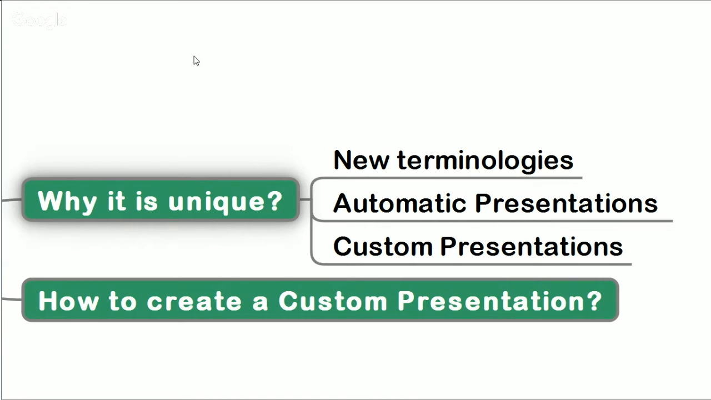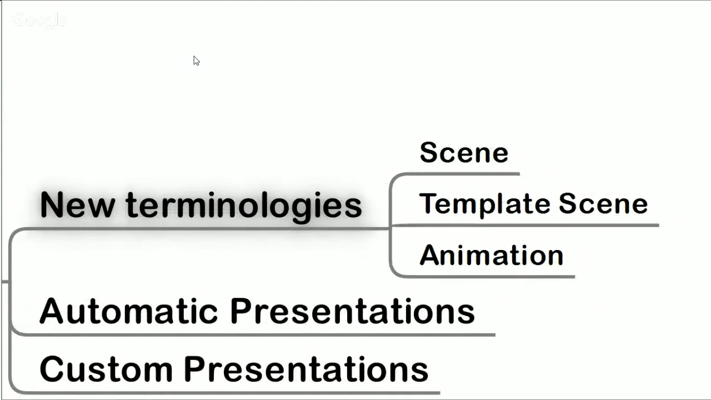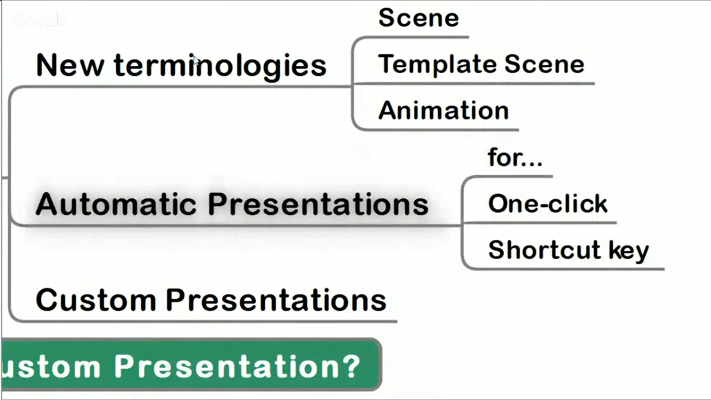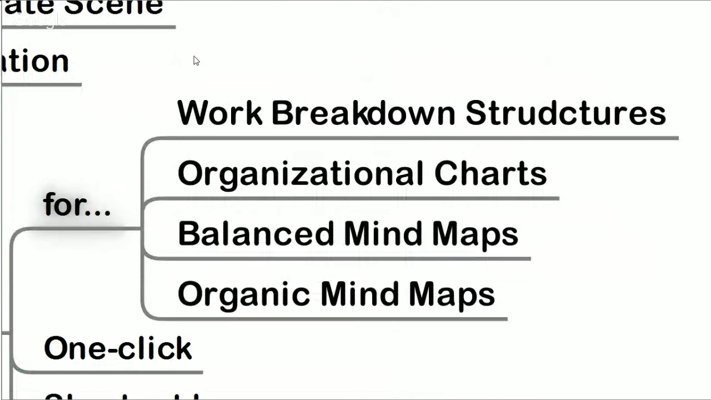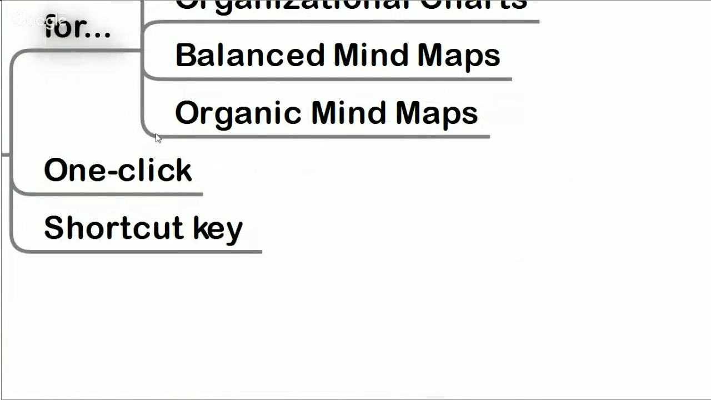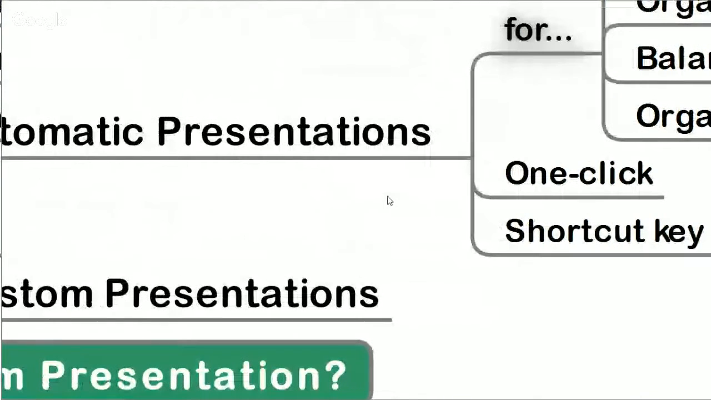So why is this mode unique? I've already mentioned that we have new terminologies that are used in our application, and it's very different from other mind mapping applications. I've mentioned the automatic presentation, and you can see how I'm going through the presentation scenario by just using the arrow key, and how this presentation first goes in depth in each branch and then continues to the next topic.